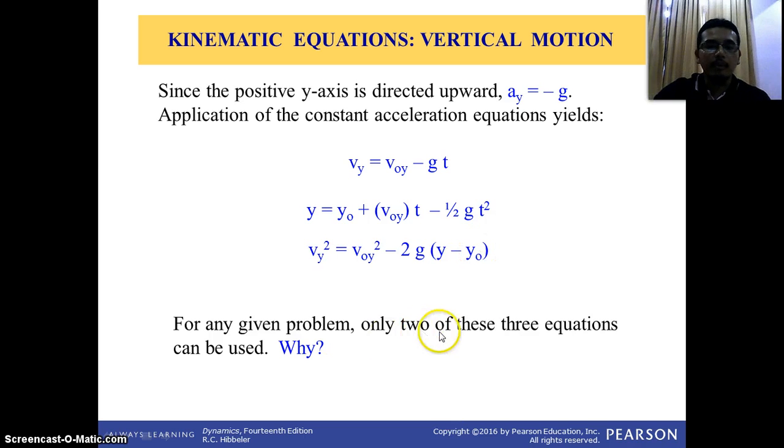For any given problem, only two of these three equations can be used. Why? To answer this, we will do some exercises. Or perhaps if you can't really get why only two equations are used, we will do another tutorial with some more problems. So that's why you can learn by yourself.